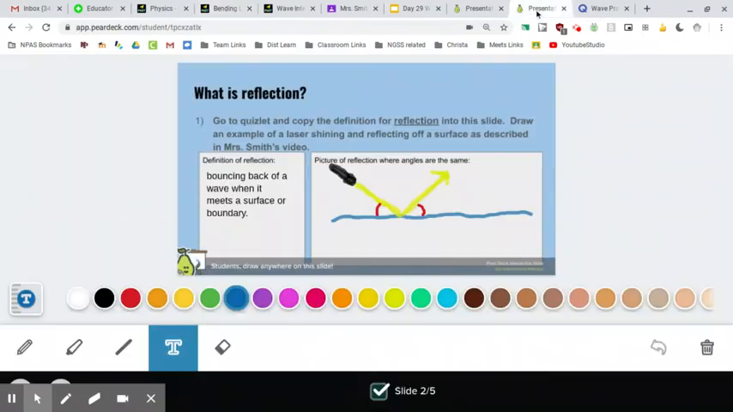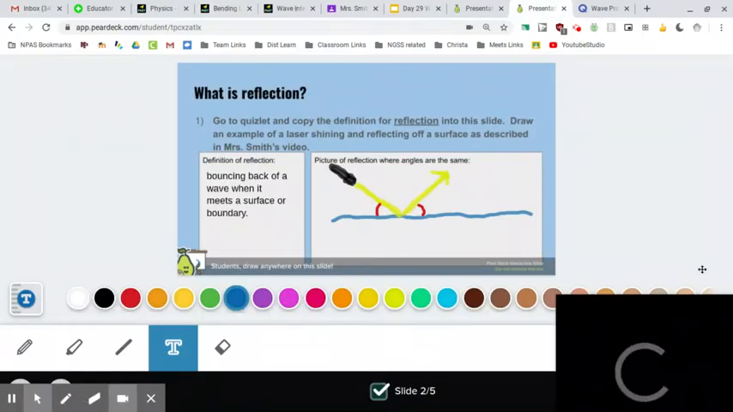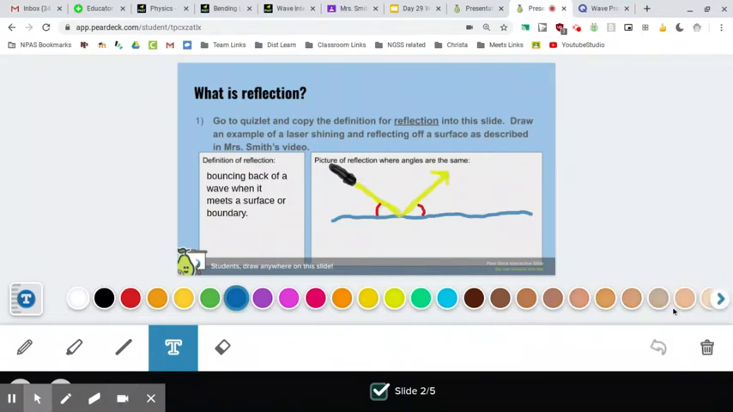So in our presentation, go ahead and put in the definition: bouncing back of a wave when it meets a surface or boundary. Then put in your flashlight, angle it out the exact same way, do your best with it, but then show this marking to mean that that is the same angle. You can even put in a number and say, okay, this is 45, so then this has to be 45 degrees too. Let's go to our next slide once my tools get out of the way there.